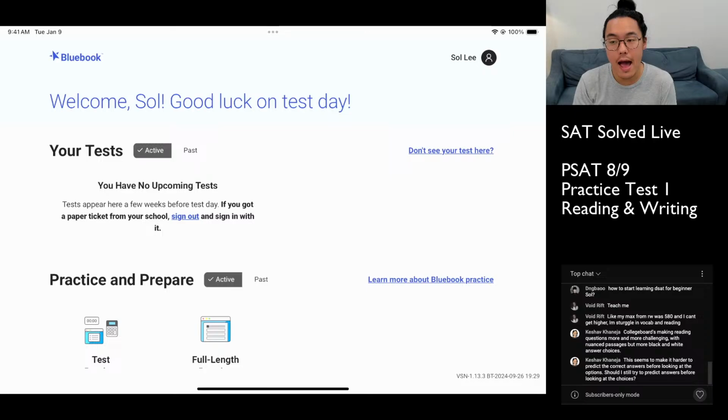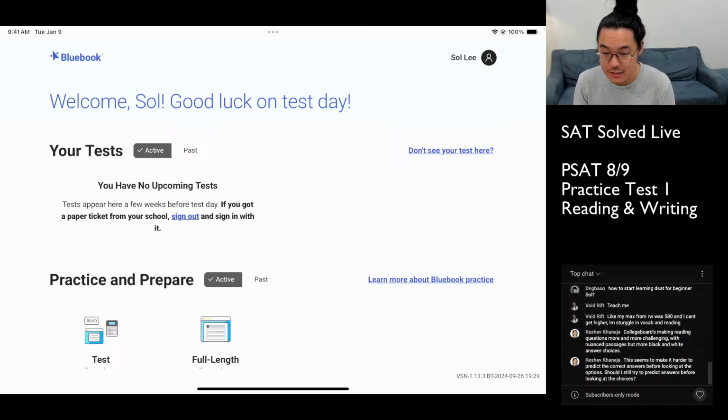And the studying that you do in between should not be purely just review of the Bluebook. That's not studying. That's just reviewing this one practice test. The studying should be focused on your weaknesses. Like, what are you bad at? Go and learn it, right?